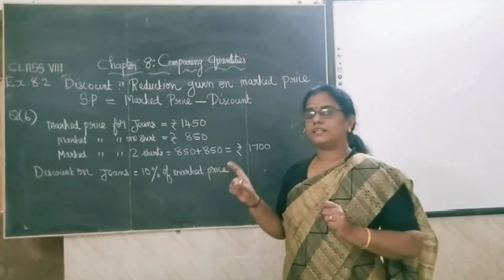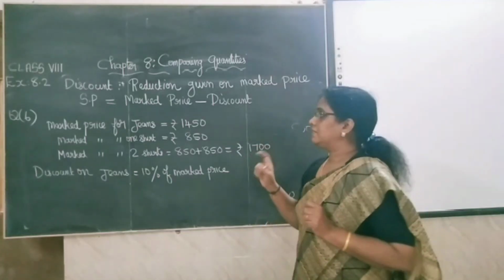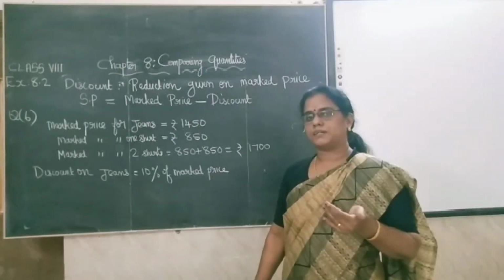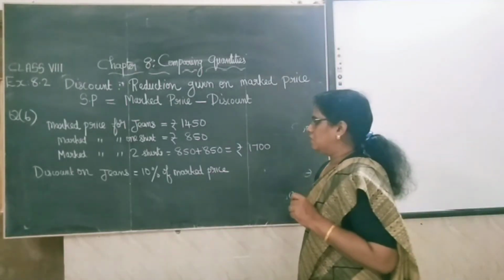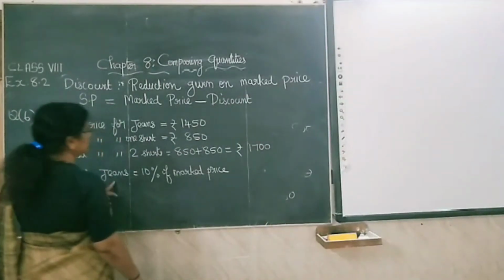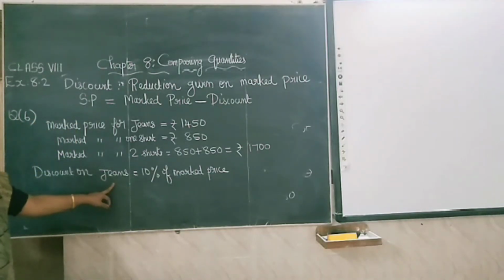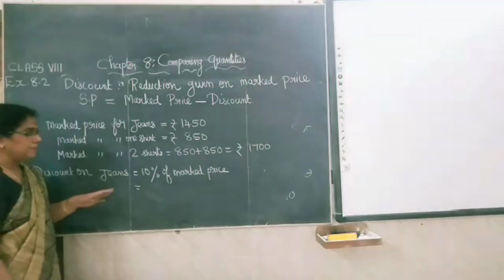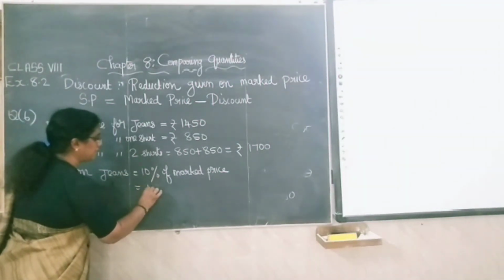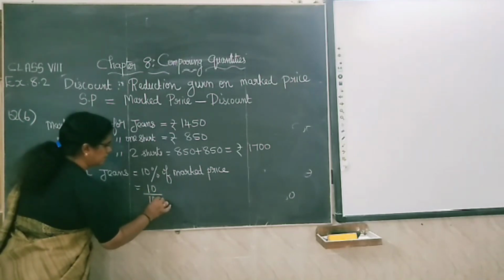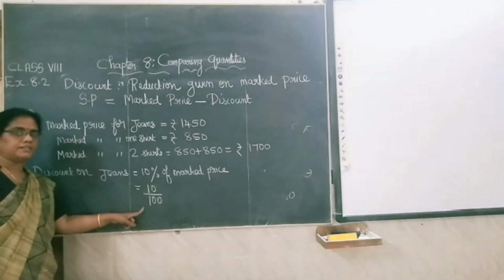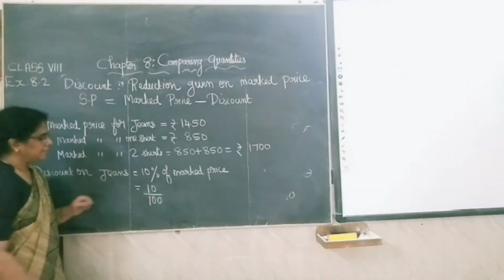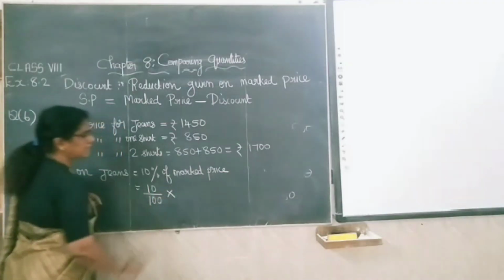That is, selling price is what the shopkeeper will sell for. That is, he will reduce the discount from the mark price. That is his selling price. So discount on jeans, that is 10% of mark price. When you convert it to number, this percentage symbol you can remove by writing 10 by 100. Because percentage means out of 100. Therefore 10%, this percentage symbol is removed when you are writing 10 by 100. And of means multiple sign.